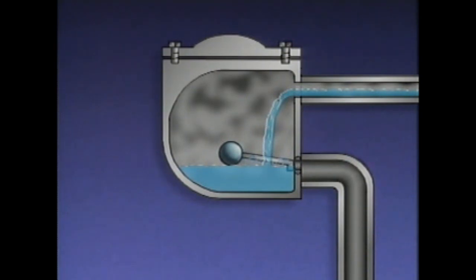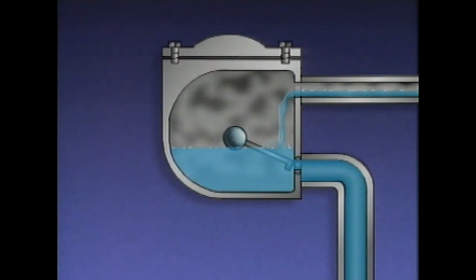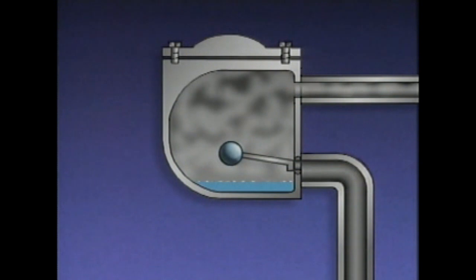As the level of condensate increases, the float moves upward. This movement causes the valve to open, allowing condensate to flow out of the trap. As long as the level of condensate keeps the float up, condensate will continue to flow out of the trap. As the condensate level decreases, the float drops, causing the valve to close and keeping steam from escaping.